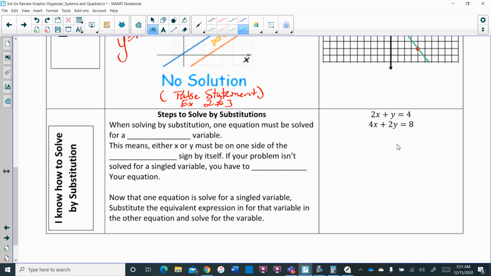I wanted to recap substitution. Okay. So there's some things you need to know. You kind of want to fill in this information, and we're going to practice that on this example. So when you're solving by substitution, one of your equations must be solved for a single variable, meaning it has to be isolated. You have to have one variable by itself. This can be x or y, but you have to have one side of your equation solved for that variable.